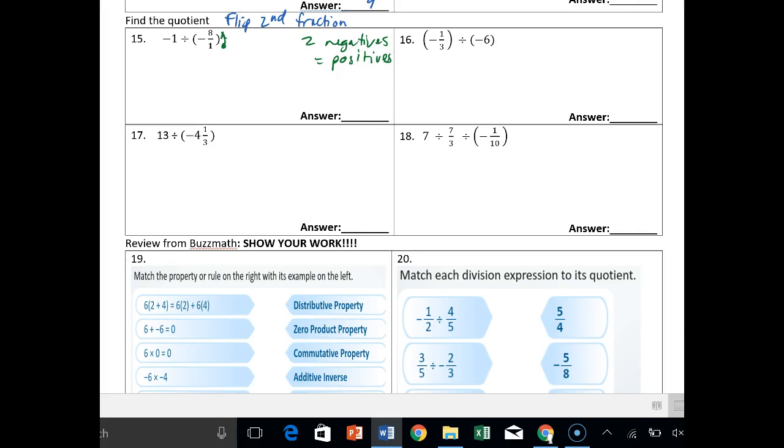So this is 1 over 1 times 1 over 8, because I flipped it. There's nothing to cross cancel. I just multiply straight across. And what do I get? I get 1 over 8, so positive 1/8.